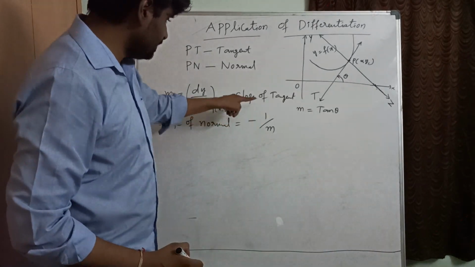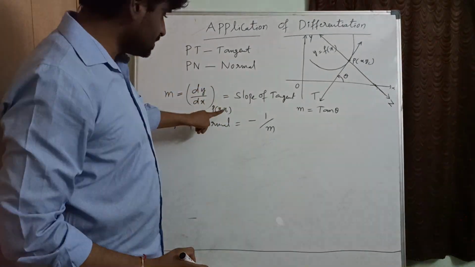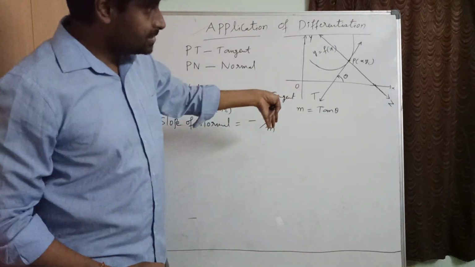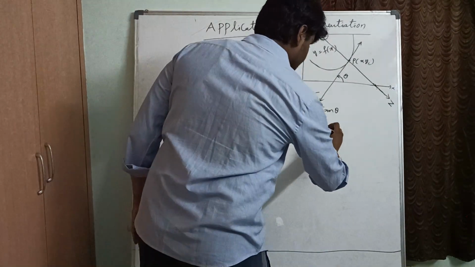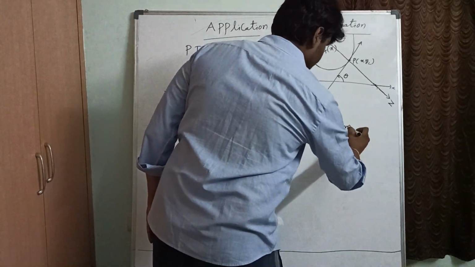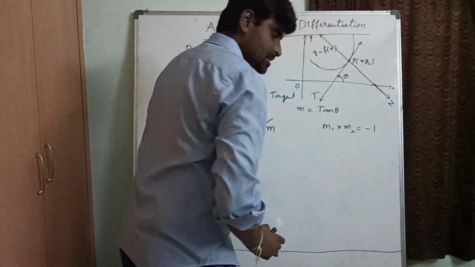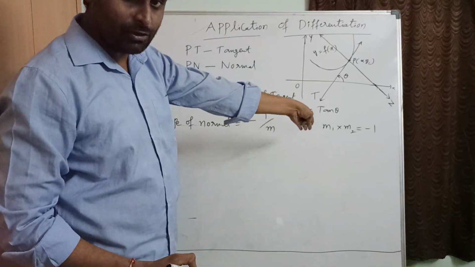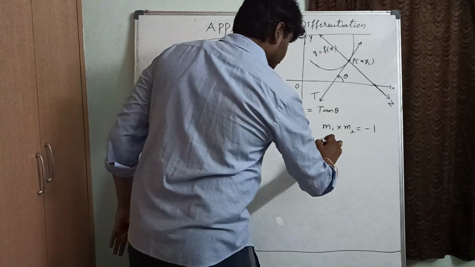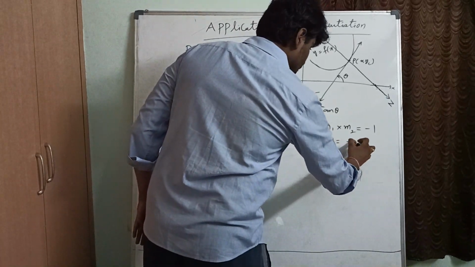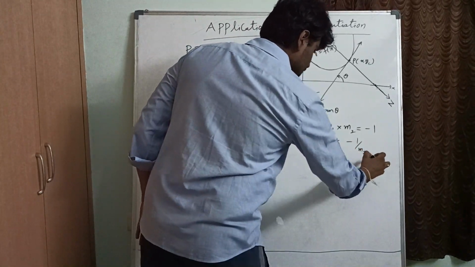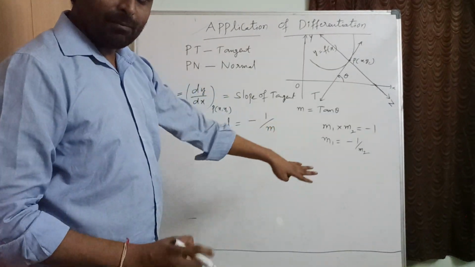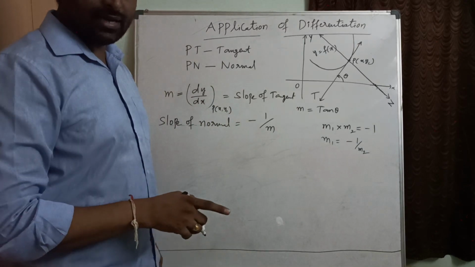So minus 1 by this value, whichever we'll get by substituting this value in the dy by dx. Because whenever two lines are perpendicular, m1 into m2 equals to minus 1. We learnt that in class 11 straight lines topic. That means, can I take m1 equals to minus 1 by m2? Correct? So one line's slope is minus 1 by another line's slope.